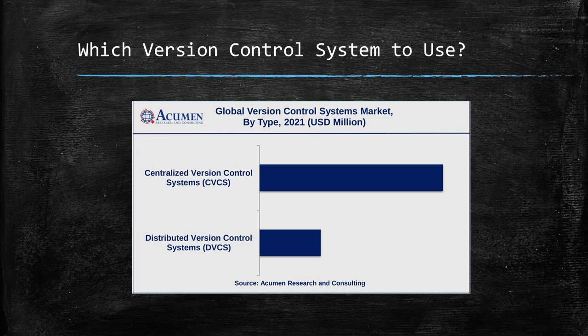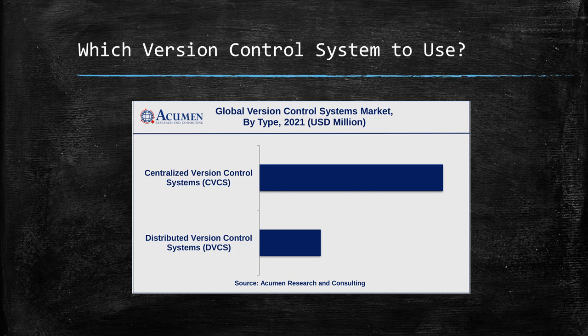The distributed version control, DVC, is a type of version control system in which each developer maintains their own copy of the entire project repository, including its complete history. DVC systems like Git are widely used in software development because they offer several benefits over centralized version control systems.